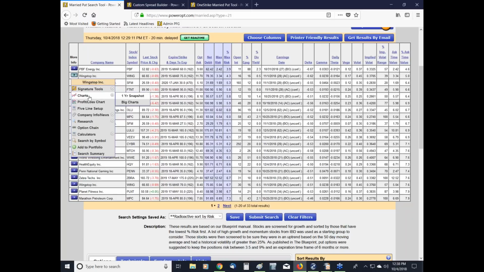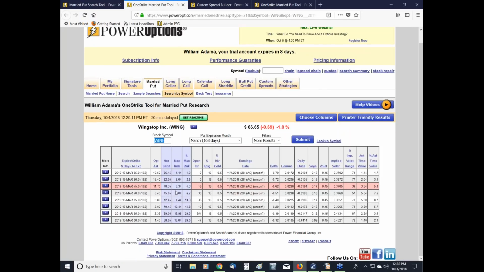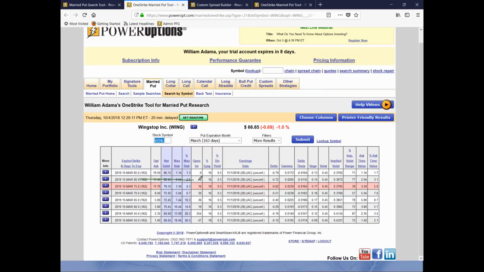But once I look at that stock chart, gauge my expectation of the movement going forward, click on that search by symbol tool, I'll see all the available positions. Fortunately, Wingstop doesn't have a 72.5 strike. Here I don't have 3 bears, to be honest with you. That 80 is too deep in the money. It has a risk of 2.5%, but that's too deep in the money.